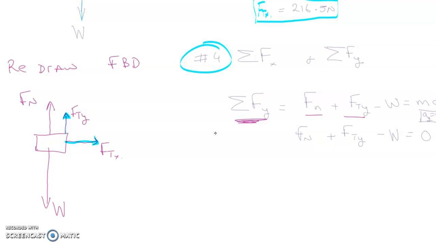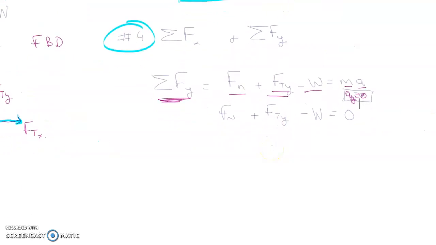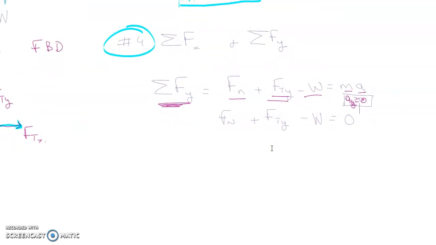So we just list the forces that are there in the y direction. I know I've got the force normal plus the force of tension in the y direction minus the weight. The whole thing is going to be equal to the mass of the object times its acceleration. Now I've written down here that the acceleration in the y direction is equal to 0. But first thing we really need to do is to make sure that that is the situation.